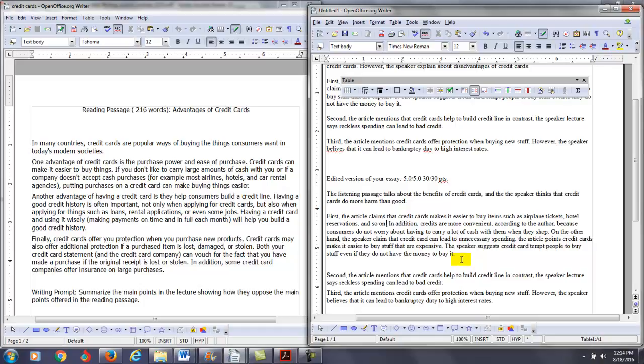Remember how many words that you wrote, right? So the article claims that credit cards make it easier to buy items such as airplane tickets, hotel reservations, and so on. In addition, credit cards are more convenient according to the author because consumers do not have to worry about having to carry a lot of cash with them when they shop. On the other hand, the speaker claims.